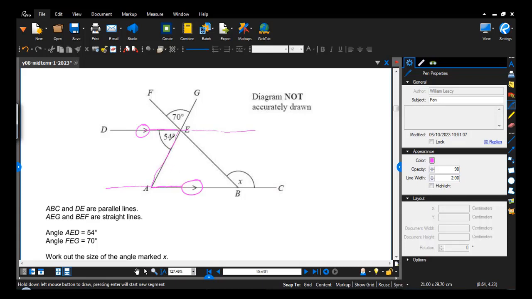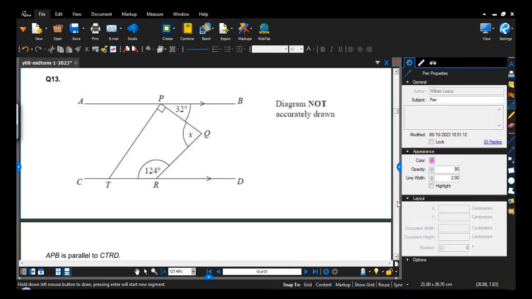That Z shape. So what do you know about that angle and that angle? You'll know something about that. And then you should be able to get this angle, and then that should give you that angle. And then you should be able to get X, angle on a straight line. Right.